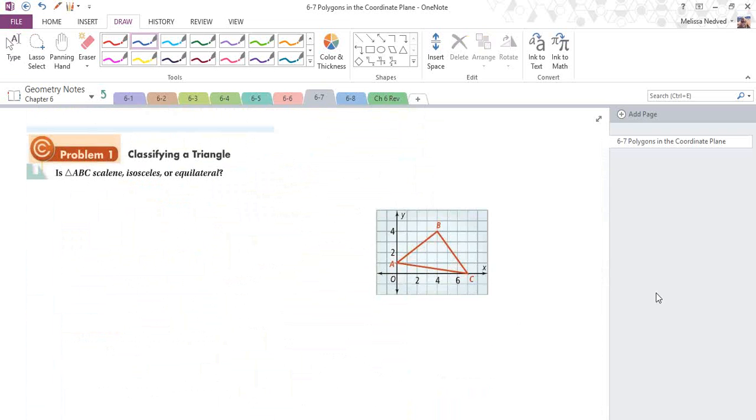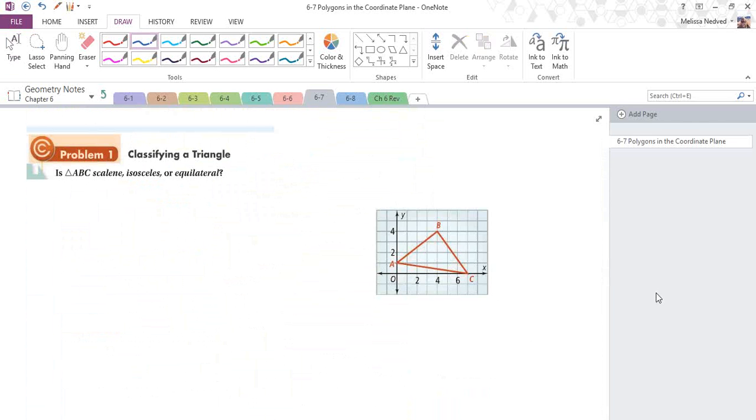So the first example we're going to look at here, we're given a triangle in the coordinate plane, triangle ABC, and we're asked to classify it as either scalene, isosceles, or equilateral. Before we can even start to approach this problem, we need to make sure that we know what each of those terms mean. What is a scalene triangle, what is isosceles, and what is equilateral? Again, review from semester 1, a scalene triangle is a triangle that has no congruent sides. An isosceles triangle is a triangle with 2 congruent sides, and an equilateral triangle is a triangle with all 3 congruent sides. So we need to figure out how many congruent sides we have in this triangle in order to classify it by one of those terms.